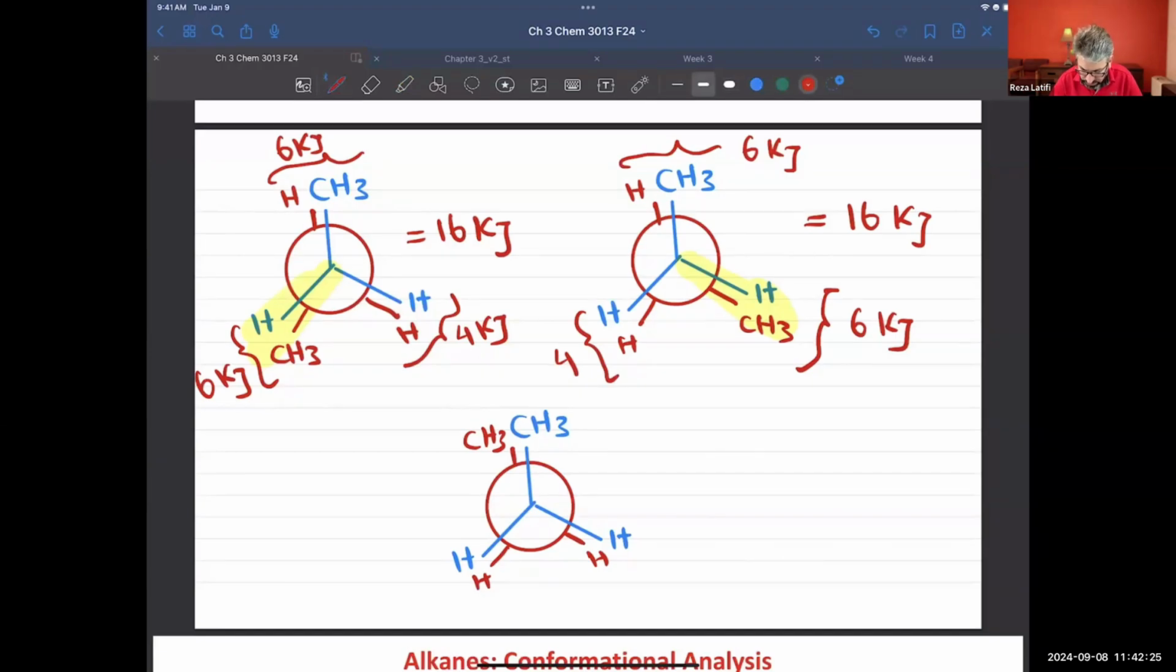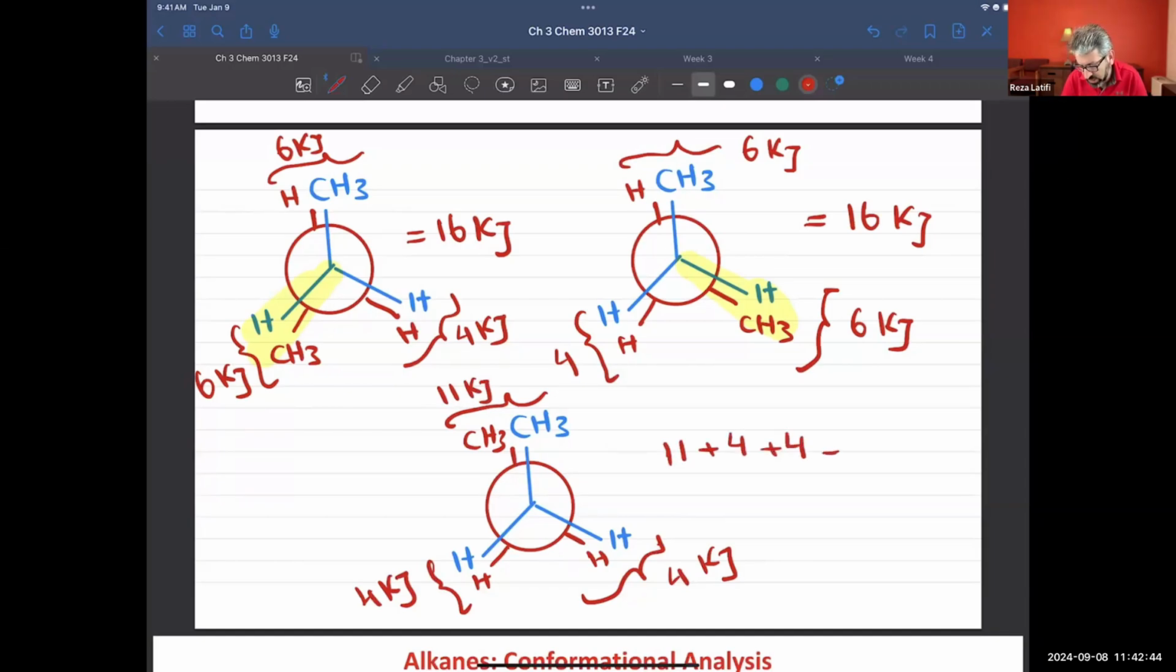And how about here? This one is going to cost us 4 kilojoule. That one also 4 kilojoule. How about these two? That one is going to cost 11 kilojoule. This is a new one. We did not have it before. So I got 11 plus 4 plus 4. That's going to cost 19 kilojoule. This is going to be the most unstable conformation.